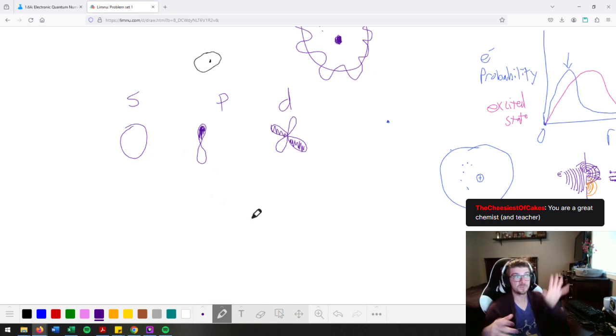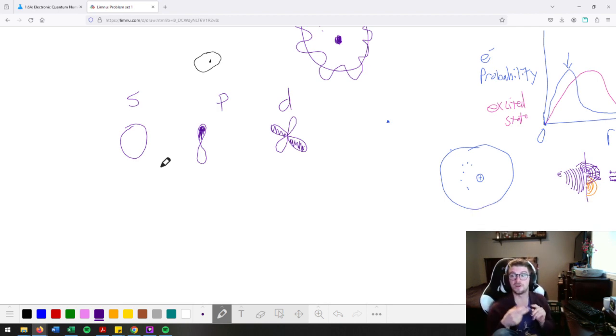Okay, so these are the basic shapes of the orbitals, and every orbital can hold up to two electrons. They cannot have more than that. It could have 0, 1, or 2 electrons though. And again, just very briefly, English is hard.